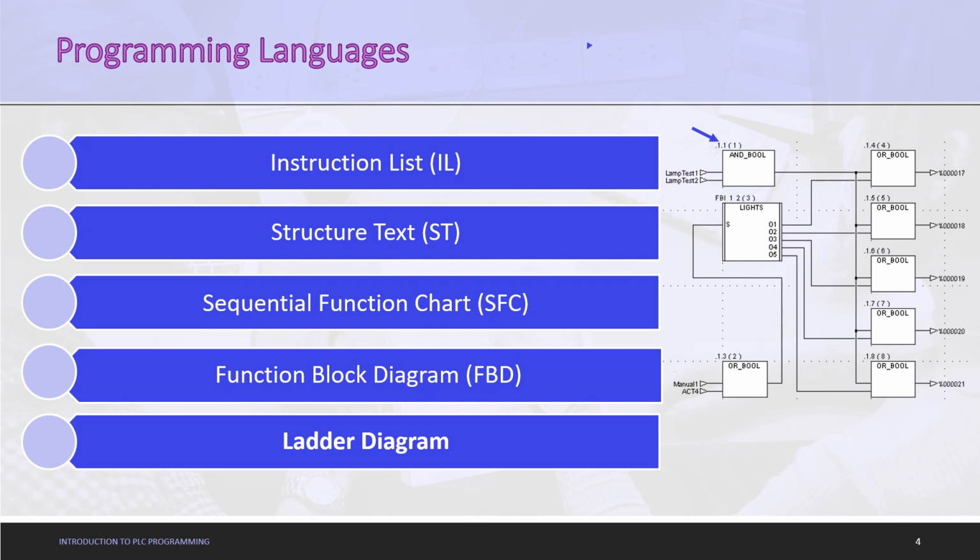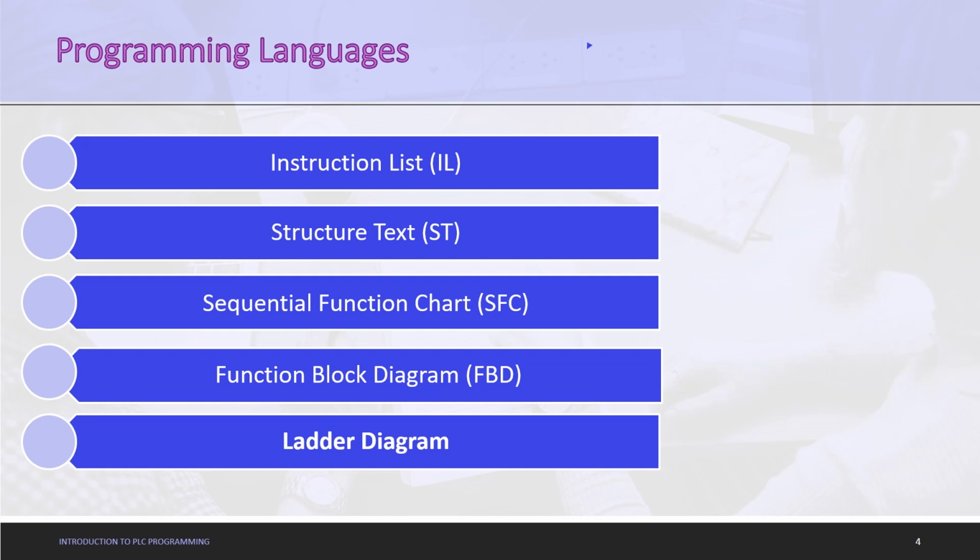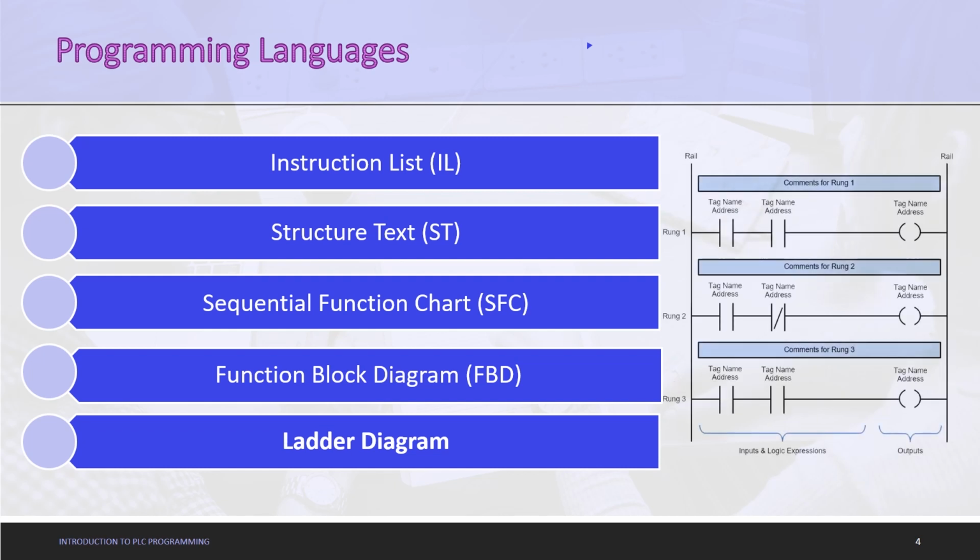Okay. And finally comes the ladder diagram. From the figure itself, you might know why it is called a ladder diagram, because it pretty much looks like a ladder with horizontal and vertical bars. These vertical bars are known as rails and the horizontal bars are known as rungs. And this is where we do the logical programming.